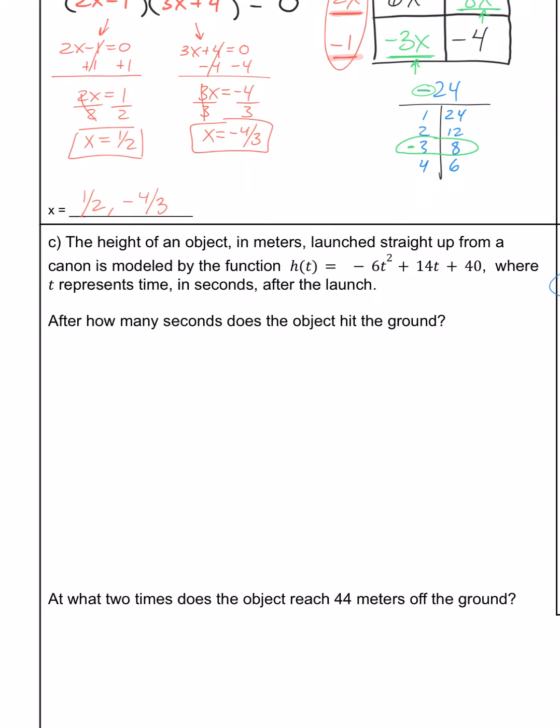It says, after how many seconds does the object hit the ground? Okay, well, when something hits the ground, the height of the cannonball must be 0. So here's what I'm going to do. If the height is 0, then we're going to make our function equal to 0. We have negative 6t squared plus 14t plus 40 equal to 0.